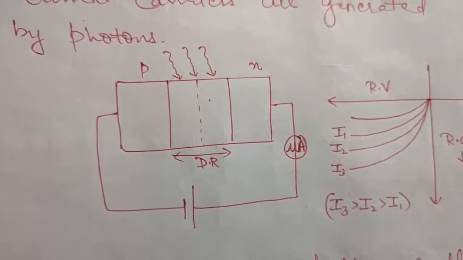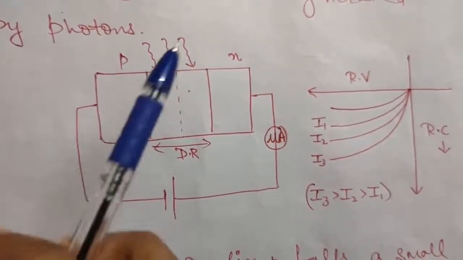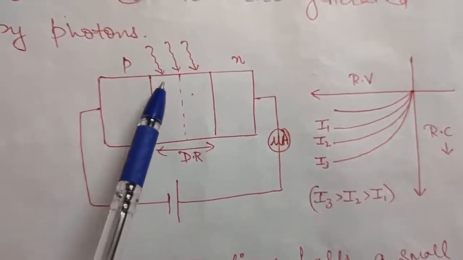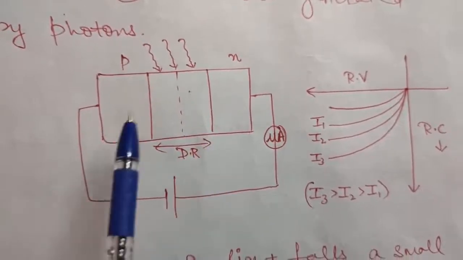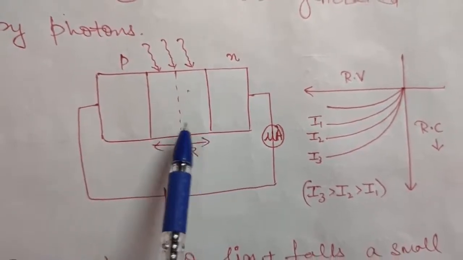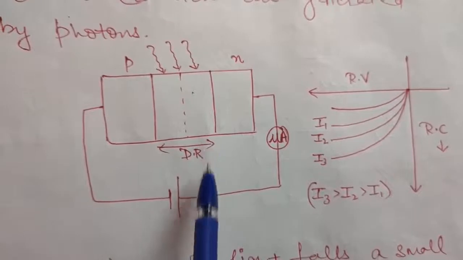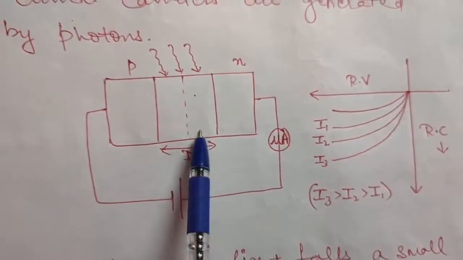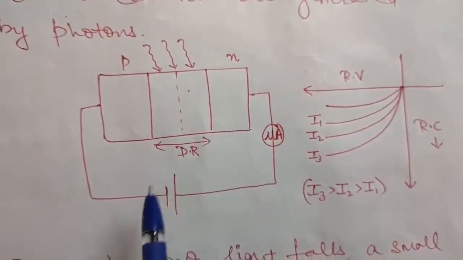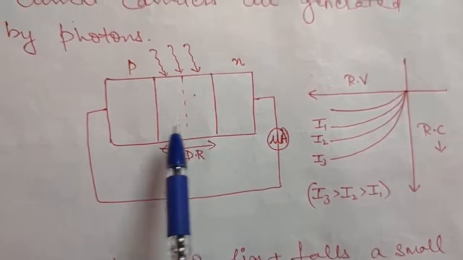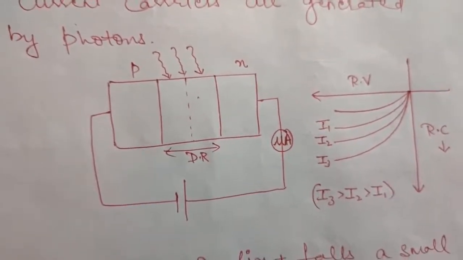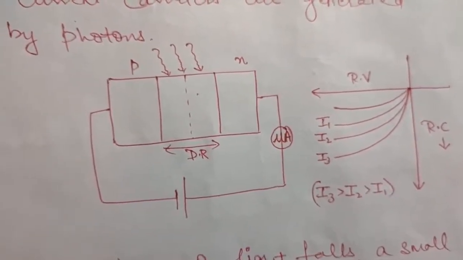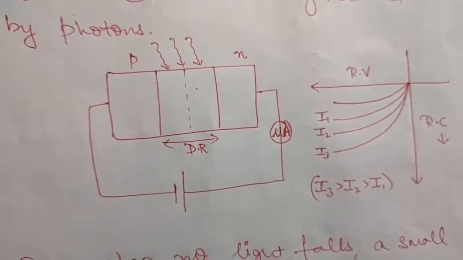I am explaining it once again. When light falls on this PN junction diode or this photodiode, electron hole pairs will be generated in this depletion region. Due to this positive terminal, electrons will move towards N type, and due to this negative terminal, holes will move towards P type. Thus you can say a reverse current has started to flow.